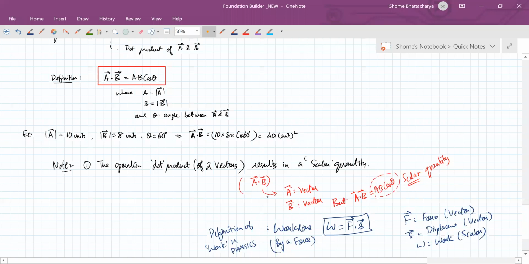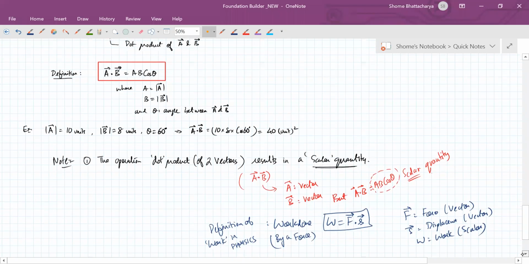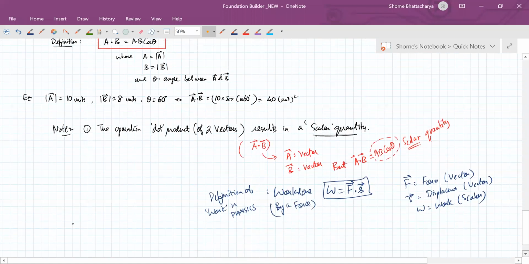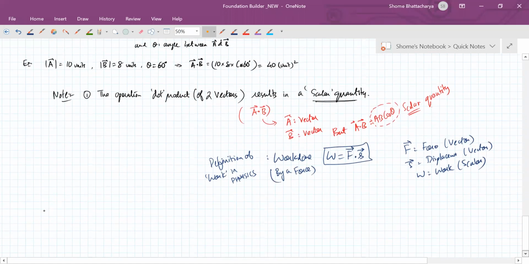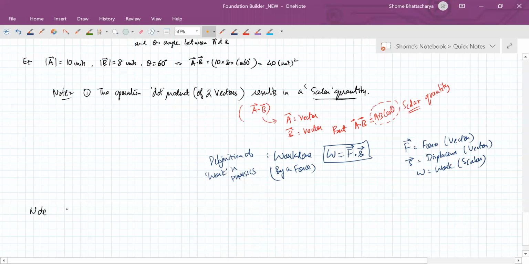Okay, so first point is that the operation gives us a scalar quantity, which you've already seen. Secondly, if theta is equal to 90 degrees, that is A is perpendicular to B, then the dot product is 0.